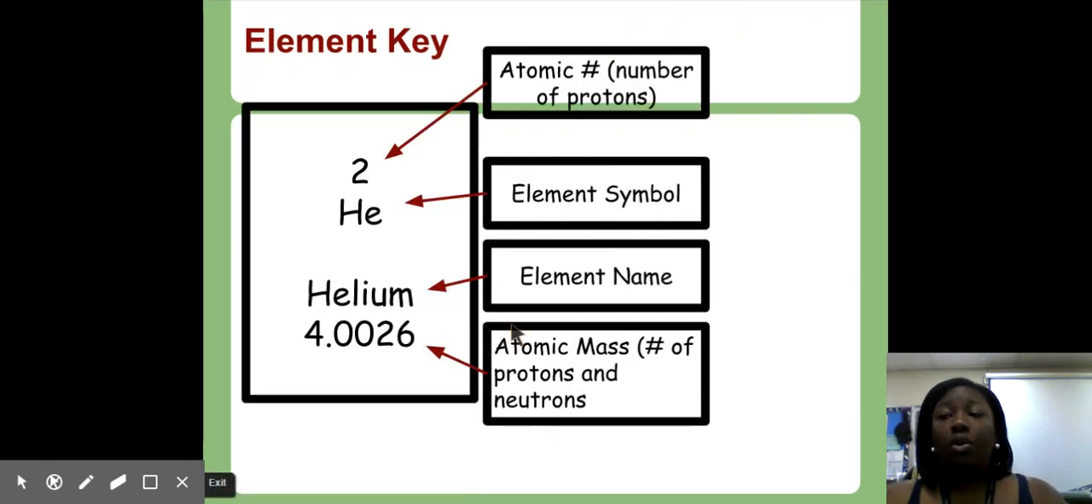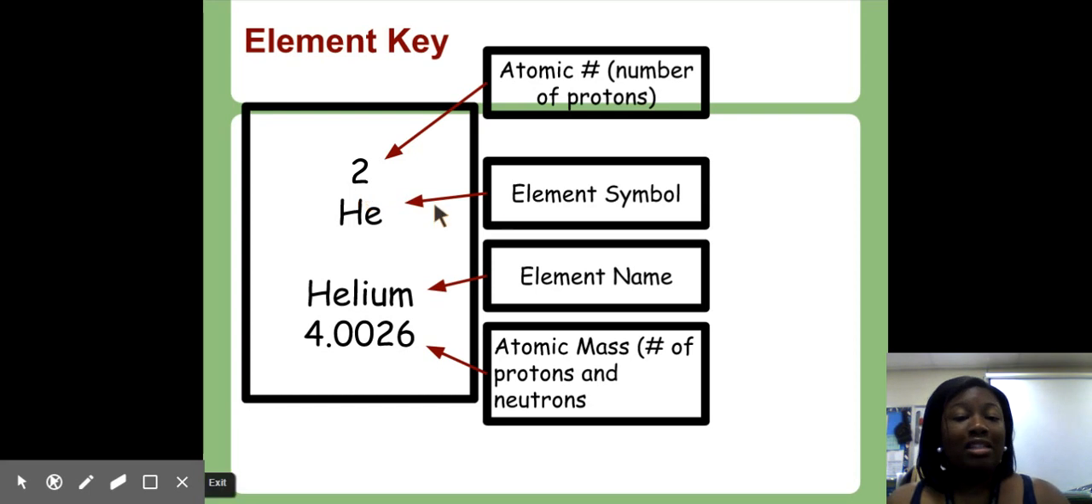This is what we want to identify, everything, so that you can understand what you see on that periodic table. So you can understand for your project. So the element key. We have our periodic tile here. We have our atomic number, which we know is the number of protons, right here. That number is always going to be at the top. In the classroom, the periodic table, the atomic number is at the top right-hand corner.